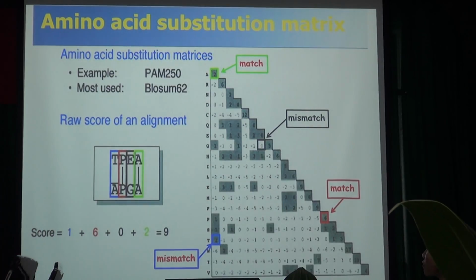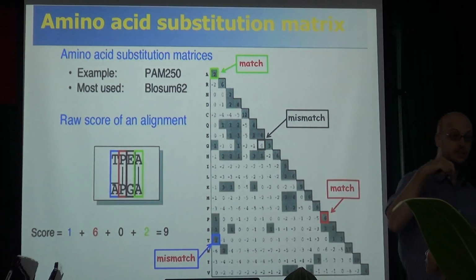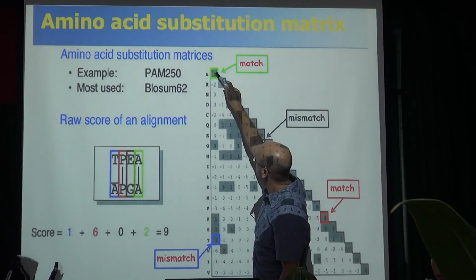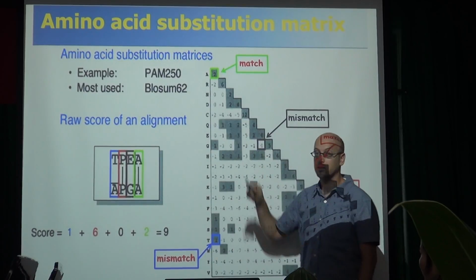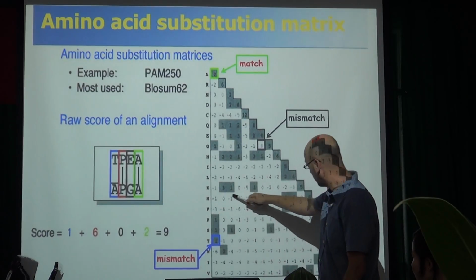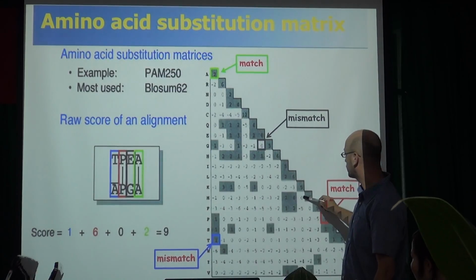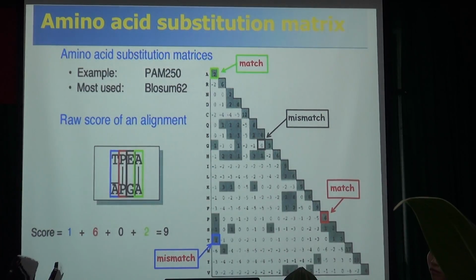So, remember, for each mismatch, we have a different score. So if we have a mismatch between A and C, the score will be -2. If we have a mismatch between M and K, the score will be 0. So each mismatch has a different score, and that the computer knows.